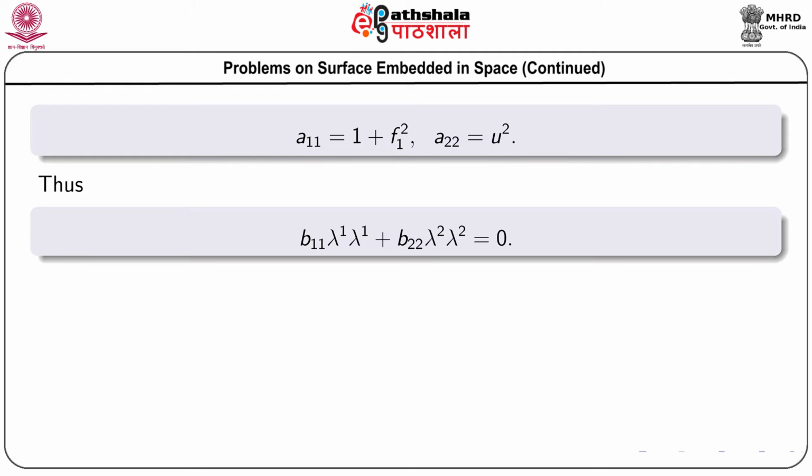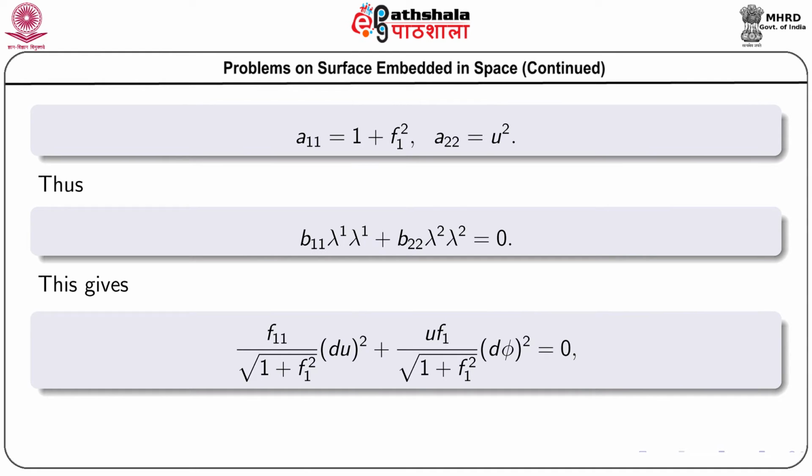So, if we find the values B11 lambda 1 square plus B22 lambda 2 square equals to 0, we get this equation: f11 by root over 1 plus f1 square du square plus u f1 by root over 1 plus f1 square d phi square equal to 0. We know that for the asymptotic lines the normal curvature vanishes, that means B alpha beta lambda beta equals to 0. So, that is why these equations are coming.